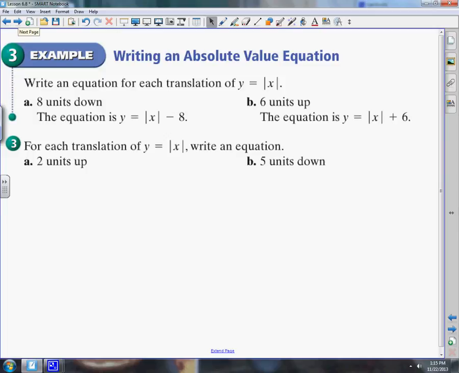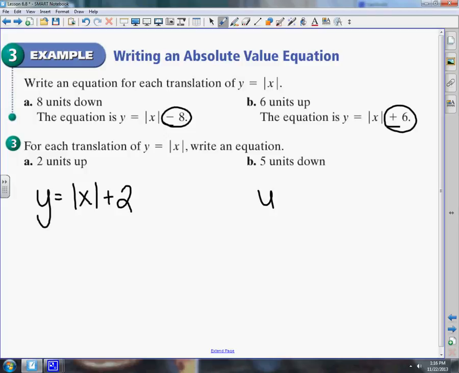Now, writing an absolute value equation. So if I ask you to write an equation for each translation of y equals absolute value of x, 8 units down, the equation is the absolute value of x minus 8. Notice the minus 8 is on the outside of the absolute value marks. If I want to go 6 units up, then you just add 6. So for each translation, write an equation. Jot down an equation real quick for these two. So this would be y equals the absolute value of x plus 2. And this is y equals the absolute value of x minus 5. Very simple.